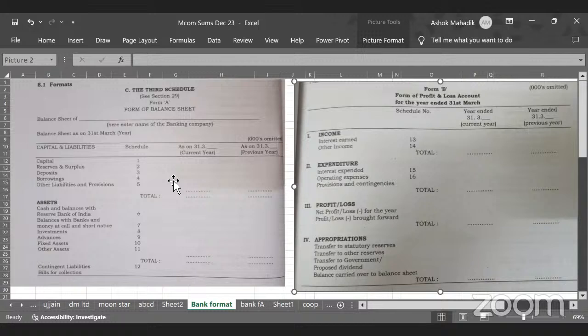There is one more schedule, schedule number 12, which is not counted in the balance sheet total. It is for contingent liabilities, the liabilities which may arise or may not arise. The result is unknown.